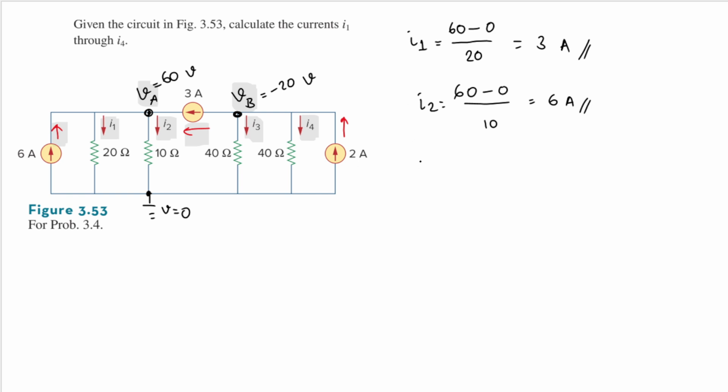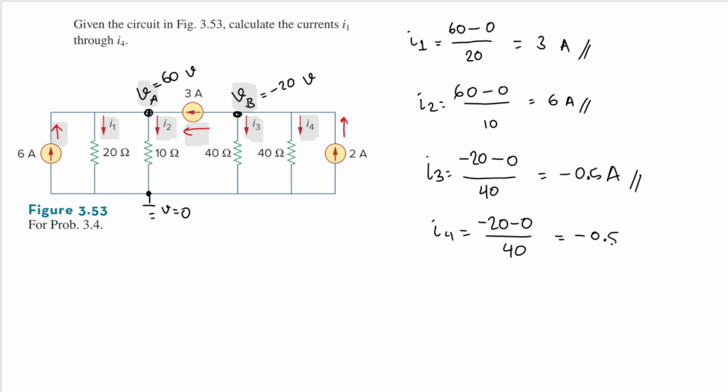Okay. Now let's do I3. For I3, we have this one here where the current comes from, minus 20, and then where the current goes to, 0 here, divided by the resistance between them, which is 40. So that will be minus 20 divided by 40, which is minus 0.5 ampere. And then for I4, I4 is equal to, again, minus 20 minus 0 divided by 40. So we'll have minus 0.5 ampere.